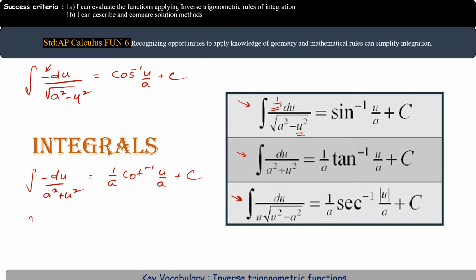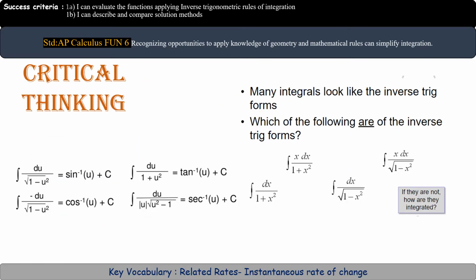Now the last formula with the negative sign, minus du over u square root of u square minus a square, is 1 over a cosecant inverse u over a plus c. So the only thing is this negative sign. If there is a negative sign, the sine inverse will be written as the cos inverse, cotangent inverse or cosecant inverse of u over a, in case of any negative sign in the formula. So let's try to do some of the questions.